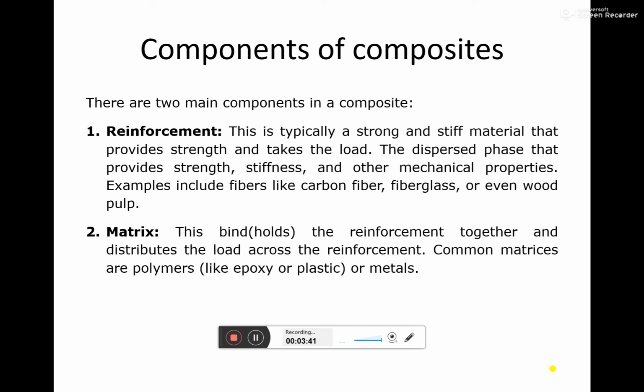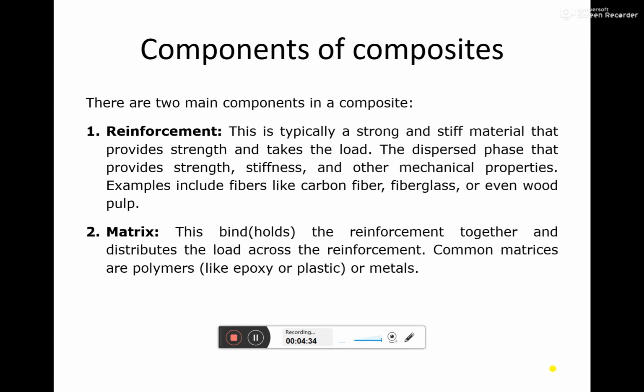Whenever you are mixing two or more different materials of different physical or chemical properties, you have to see that at least one material belongs to the reinforcement and another material belongs to the matrix. Why do we take the reinforcement? To increase the strength and stiffness, to make the material strong and stiff, we add these reinforcements. This reinforcement phase is the dispersed phase that provides strength, stiffness, and other mechanical properties.